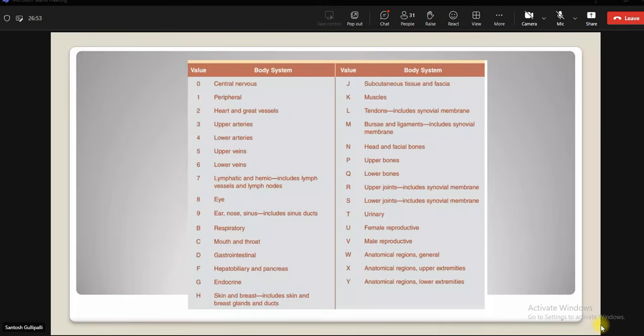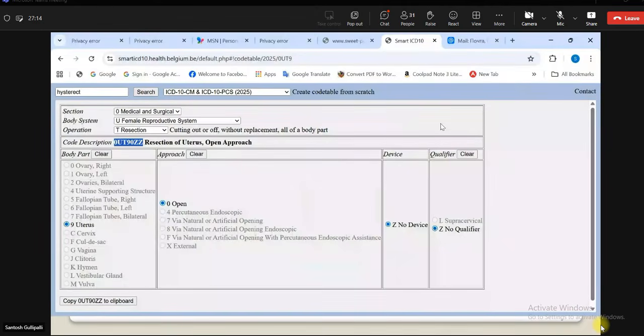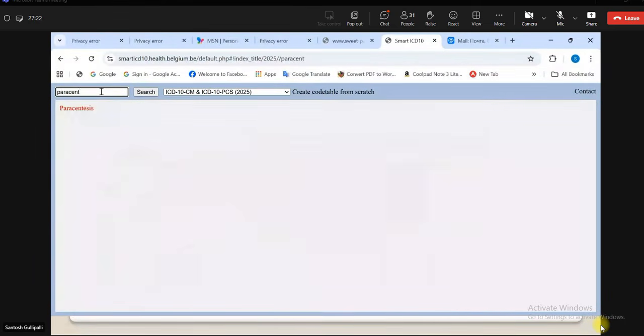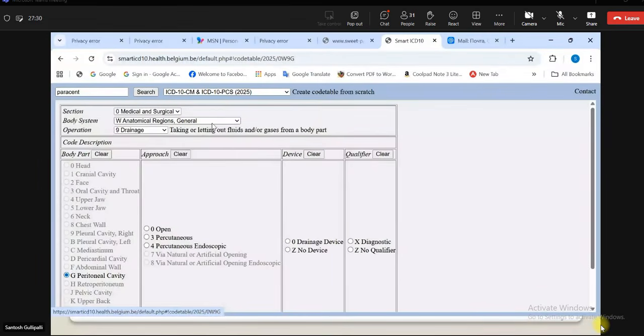So the first character is 0, medical and surgical section. The second character is cavity. For a cavity area, what is the body system? W. Yes, good. So for paracentesis of the peritoneal cavity, see, 0W9G. The W is anatomical region general, right? So this is the body system.